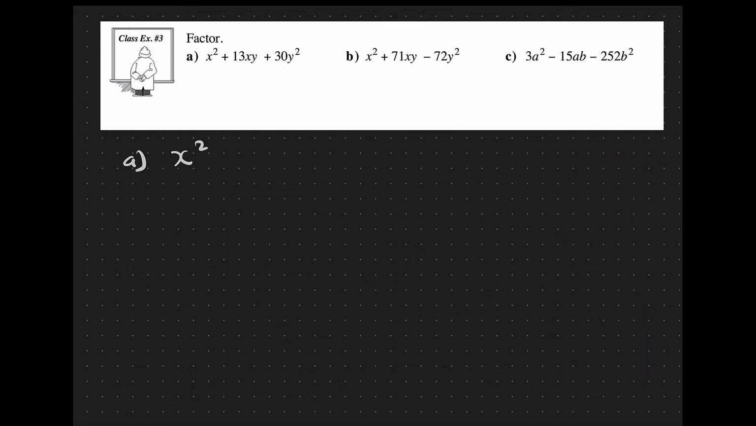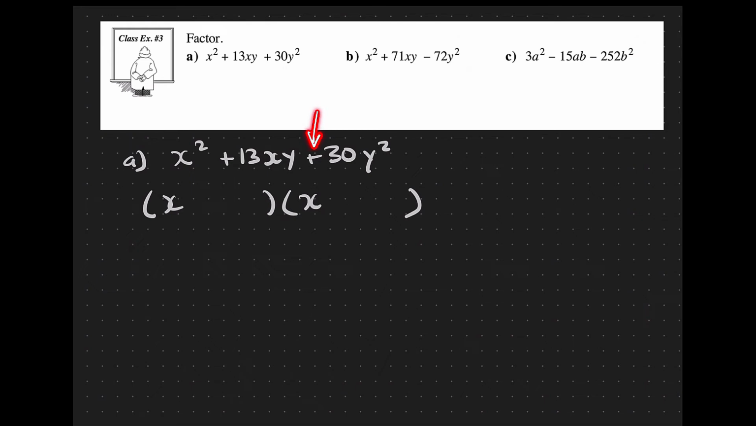Example A, I've got x squared plus 13xy plus 30y squared. So again, we're going to be breaking this down into 2 binomials with x and x, which will multiply together to give me my x squared.